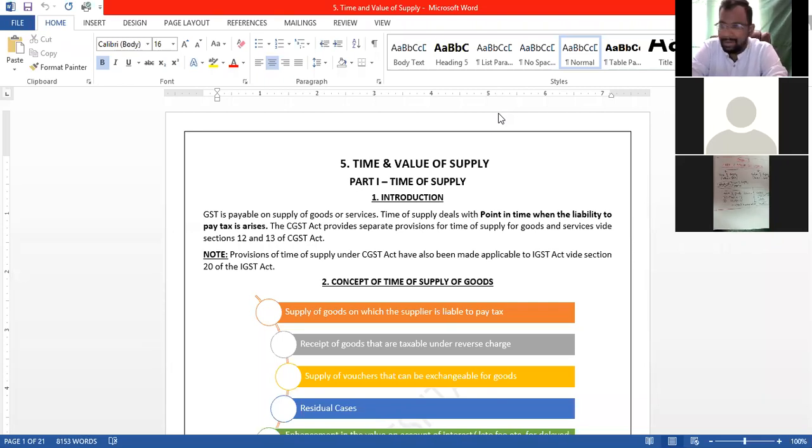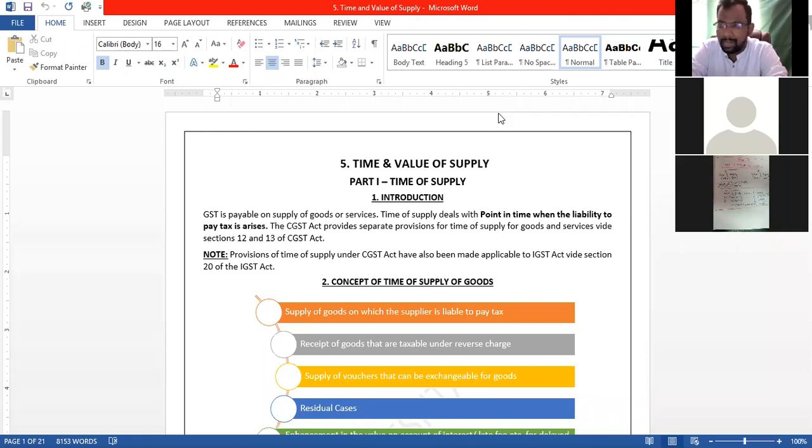When it comes to income tax, the taxable event is the time at which your total income exceeds the basic exemption limit. Whenever your total income exceeds the basic exemption limit, you are liable for the payment of income tax. That's the taxable event. Under GST, whenever you enter into the supply of goods, supply of services, or both, a taxable event arises. You become liable to pay the GST.